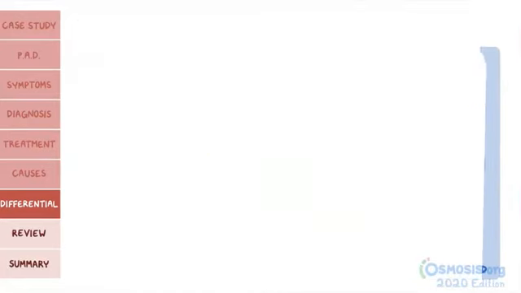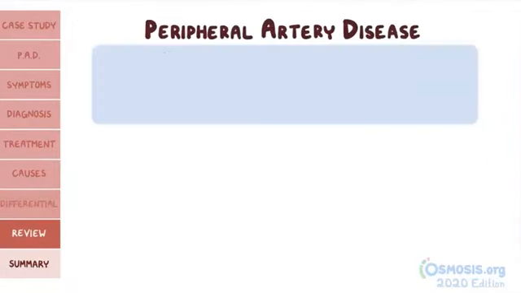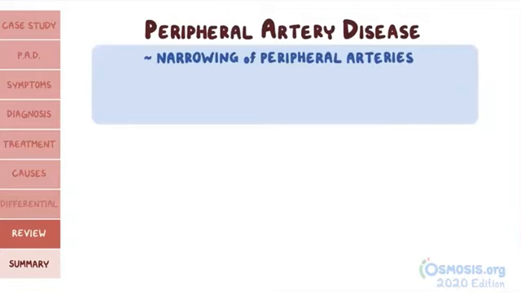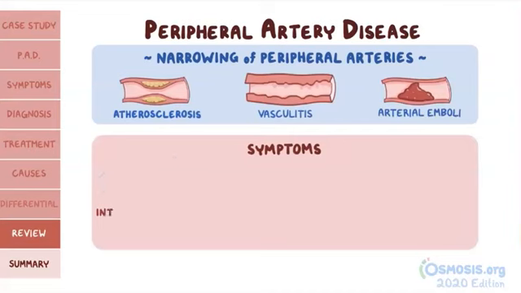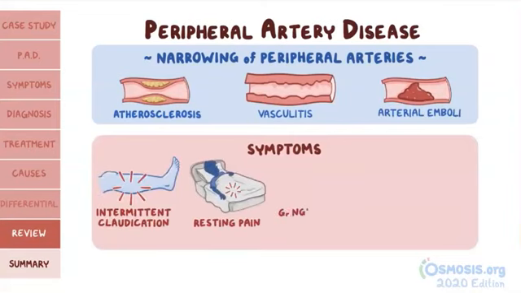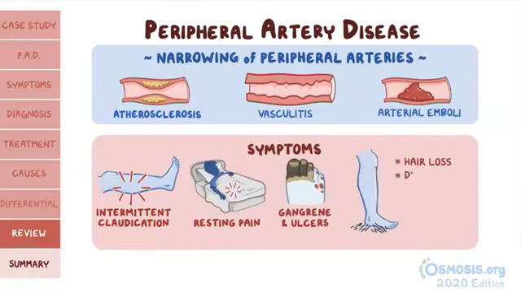Alright, as a quick recap, peripheral artery disease is narrowing of the peripheral arteries, usually because of atherosclerosis, but other causes include vasculitis and arterial emboli. Individuals typically present with a spectrum of symptoms ranging from intermittent claudication to resting pain, to eventually developing gangrene and ulcers. Other symptoms of chronic ischemia include hair loss in the affected area, dry skin, decreased peripheral pulses, and loss of sensation.